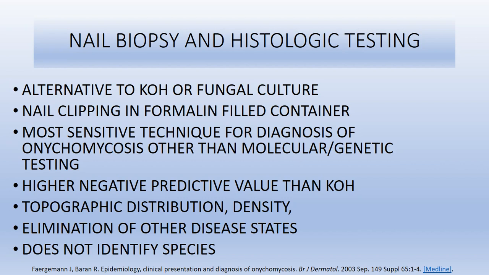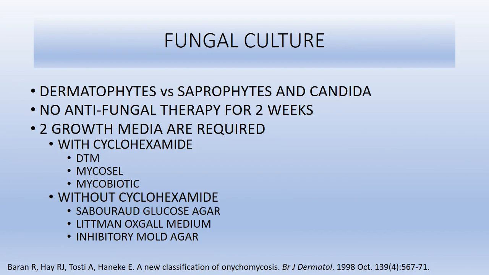It is the most sensitive technique for diagnosis of onychomycosis other than molecular genetic testing. And again, the real advantage of PAS and histologic testing is it has a very high sensitivity, much higher than cultures, much higher than KOH, not higher than molecular genetic testing. And it does help you to identify other causes of nail dystrophy. Again, the downside is if you require speciation, it's not going to provide you that information.